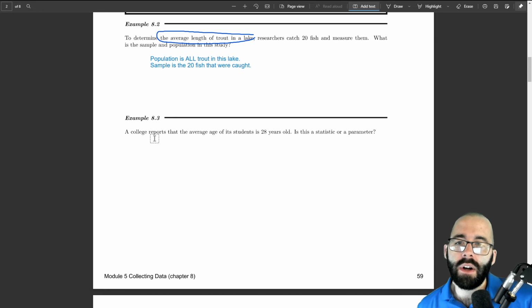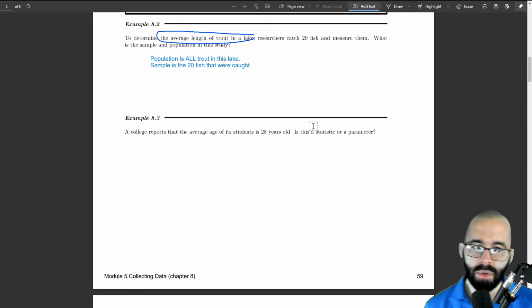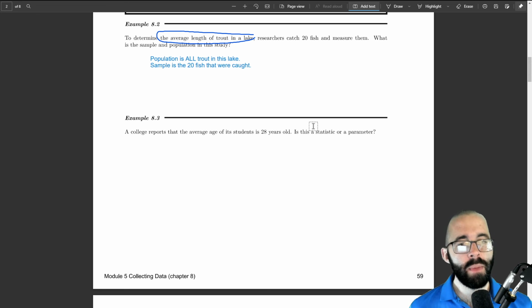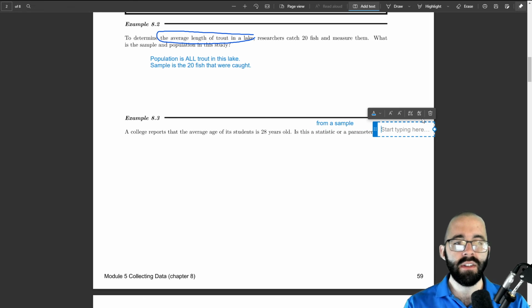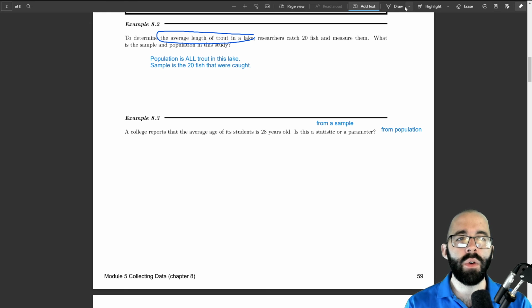All right, so a college reports that the average age of its students is 28 years old. Is this a statistic or a parameter? Remember, statistic is from a sample, and parameter is from the population. Okay, so always important to remember those.